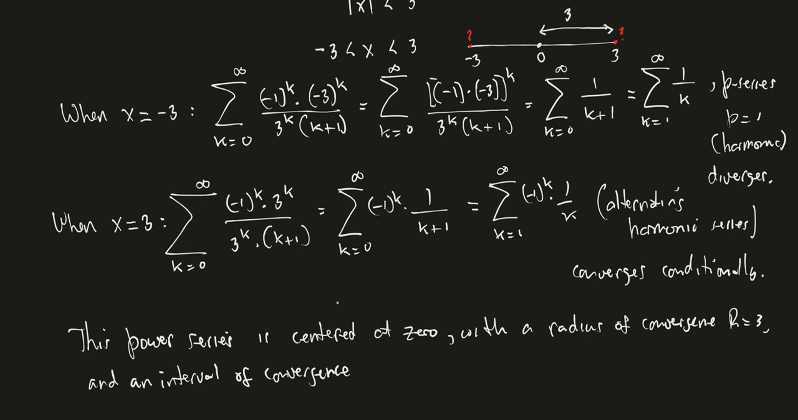Remember, at x equals negative 3, the series diverges, so we can't include that in the interval. So it's open at the left endpoint, but because at x equals 3, it does converge, even though it does so conditionally, we can include the 3 in the interval. So it's less than or equal to 3. If you prefer to write your intervals in interval notation, then this is what it would look like, right?